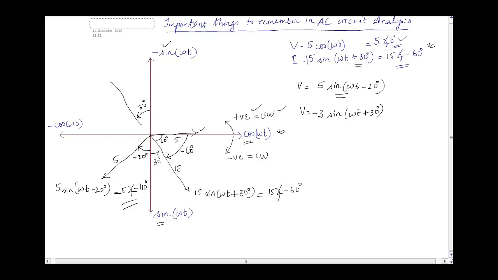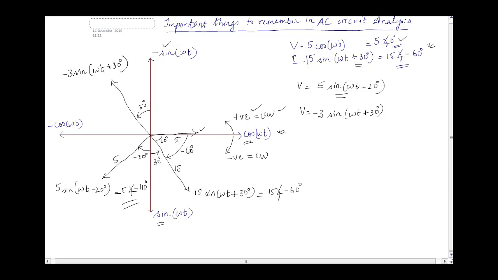So I'm going to draw a vector which is, so this is my minus 3 sine omega t plus 30 degrees. So from minus sine omega t, I'm going another plus 30 degrees. If it would have been minus 30 degrees, I would have gone exactly in the opposite direction. So this is plus 30 degrees.